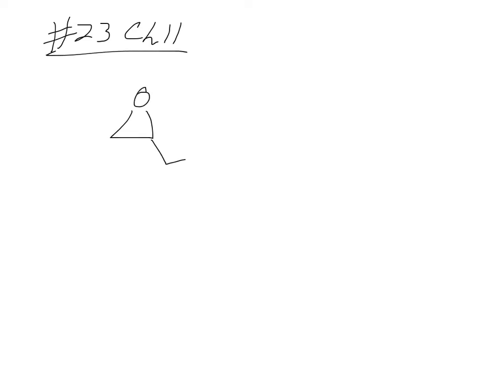Okay, so this is number 23, chapter 11. It's dealing with an epoxide, and it's NaCN. They're saying it's in ethanol and in water, right? Below the arrow, those are solvents. They want to know what product forms.